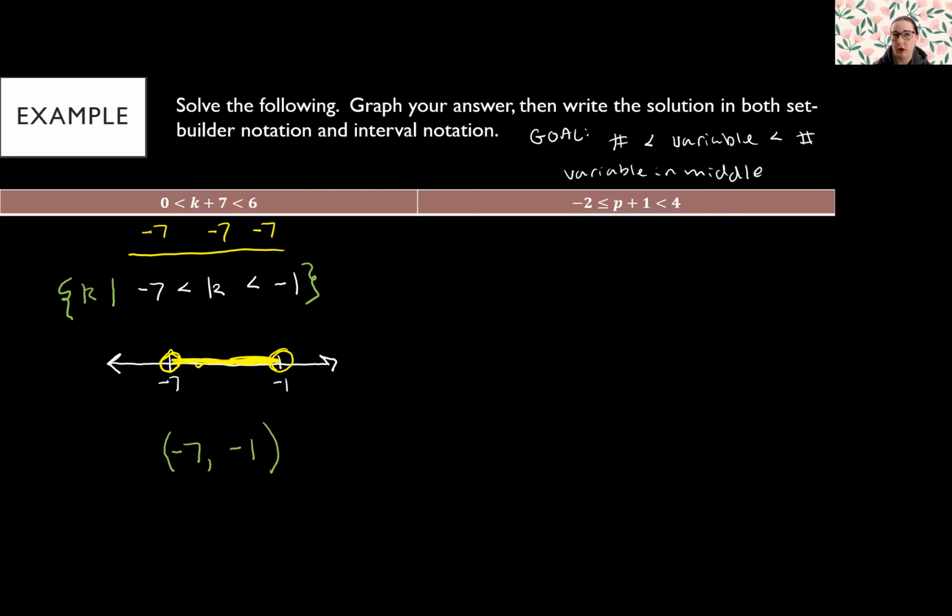So let's take a look at the one on the right here. We've got -2 is less than or equal to P, +1 is less than 4. So the first thing you want to do is get the P in the middle, because that's what we do when we have compound inequalities like this. So we have a +1 in the middle with the P. We want to get rid of that by doing -1. So I'm going to subtract 1, and I have to subtract it from everywhere. So I'm subtracting it from the left, the middle, and the right.